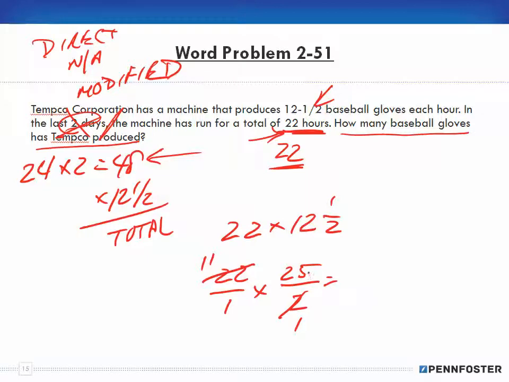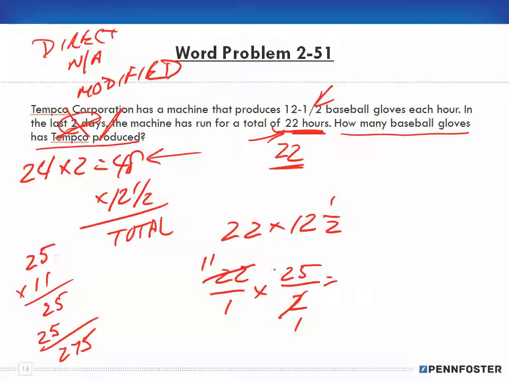11 times 25. Now, quick aside here. You're going to have people who are going to snatch up their calculator and punch in 25 times 11 and figure it out. You're going to have people who are going to do the math by hand, doing it on the page, right? 25 and 25, that's 275, okay? And nothing wrong with that.